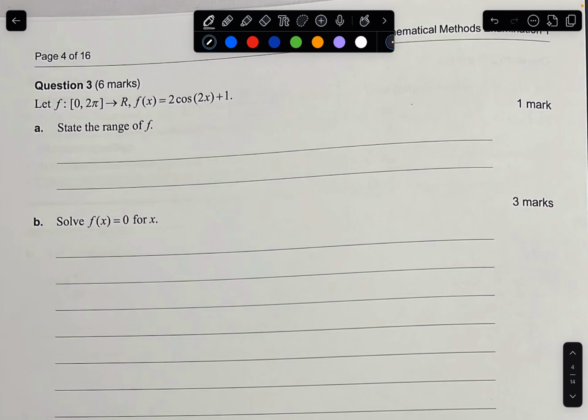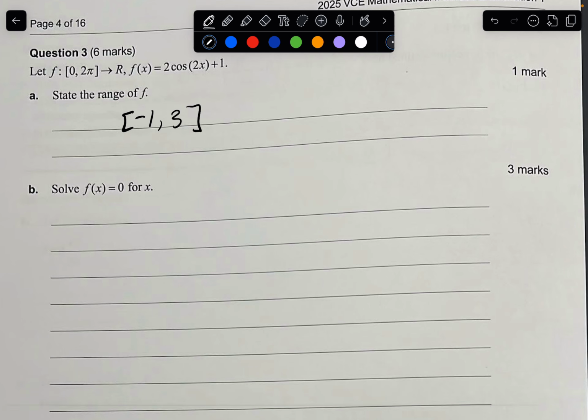State the range of f for a cos graph. So it'll be the mean position plus 2, so 1 plus 2, which is 3, and the mean position minus 2, which will be negative 1, so negative 1 to 3. Solve f of x equals 0. So basically, cos 2x equals negative 1/2. The domain is x is an element of 0 to 2 pi. That means 2x is an element of 0 to 4 pi.